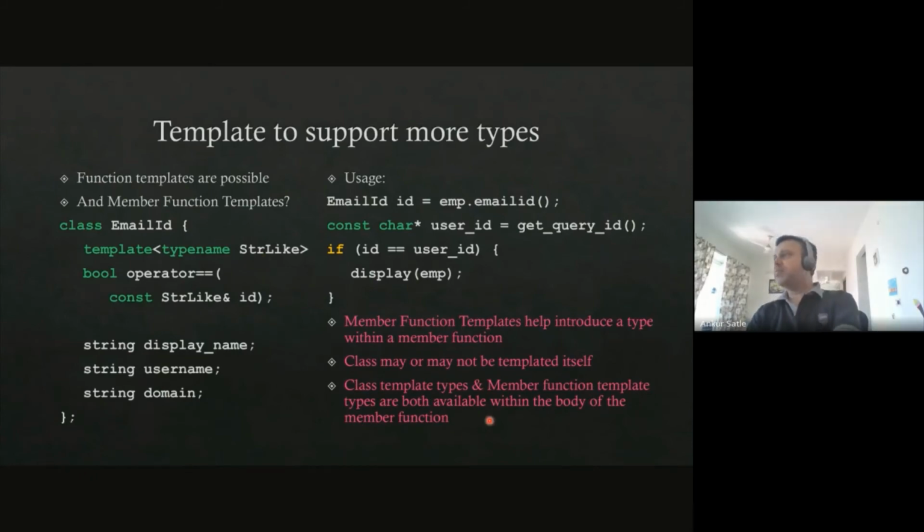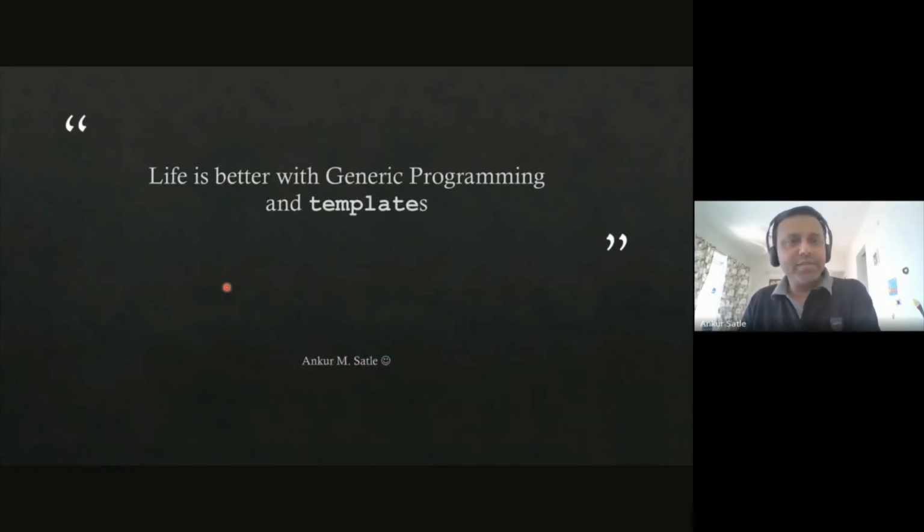The class template and member function template parameters are both available within the body of the member function. So in the function where you write the operator equals, you will have the type T of the class itself also available as a valid type, and the string-like is also a valid type inside this function. Outside of this function, if there are any other functions, string-like is obviously not known to be something. You would get compilation errors at any other part of this email ID object, except for this function where you said that it is a type expected inside this function. So do more with less. Life is better with generic programming and templates.